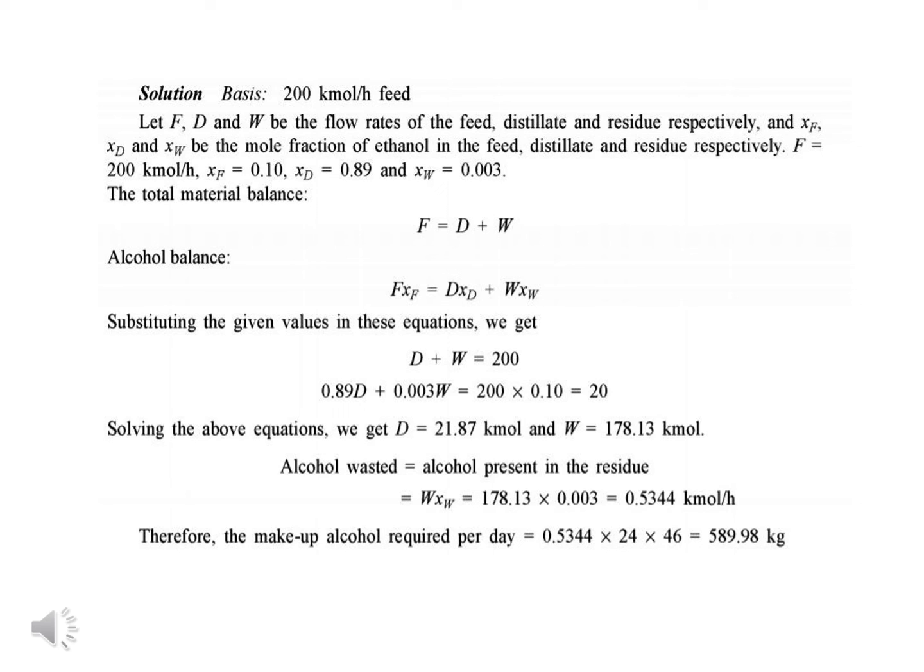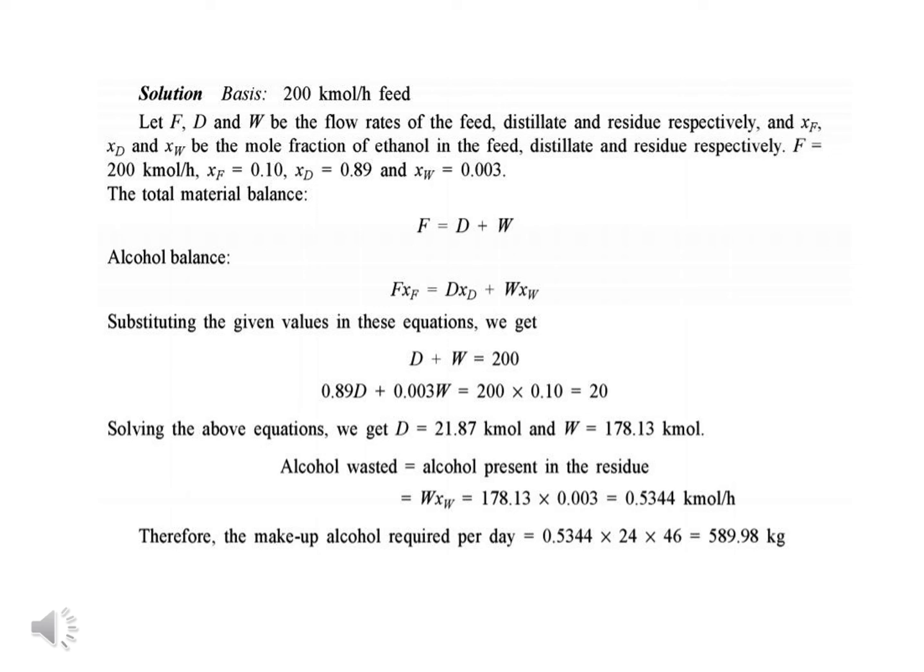In the overall material balance expression we substitute the feed value, that is 200 kilomole per hour. In the second equation, the component material balance expression for ethyl alcohol, we substitute the given mole fraction values, so that is written here: 0.89 into D plus 0.003 W is equal to 200 into 0.1, which is equal to 20. So by solving these two expressions, we get the flow rate of distillate as 21.87 kilomole per hour and the flow rate of bottom product as 178.13 kilomole per hour. This approach is the simultaneous equation method.